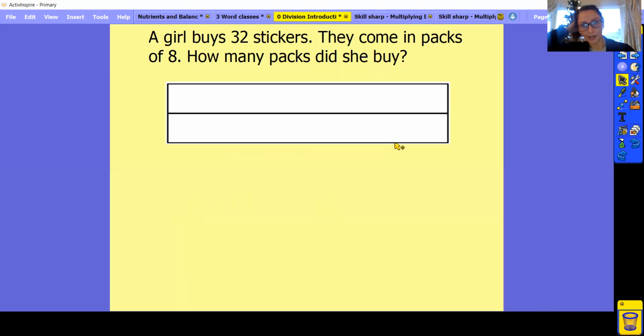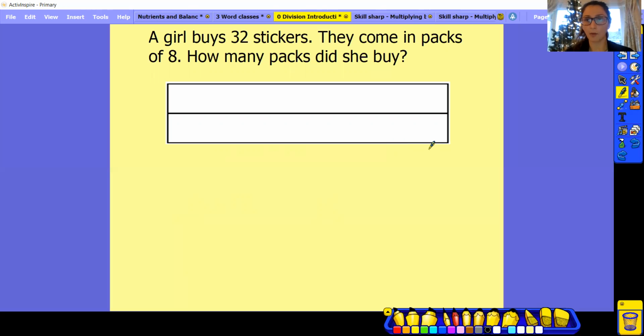Okay, welcome back if you had a go at that. So, first of all, we need to look at what our whole is. A girl buys 32 stickers. I can't say that word for some reason. They come in packs of 8. How many packs did she buy? Now you have to think what always must go in the top box, what must always go in our whole. Well done if you said the biggest number, which is going to be 32.